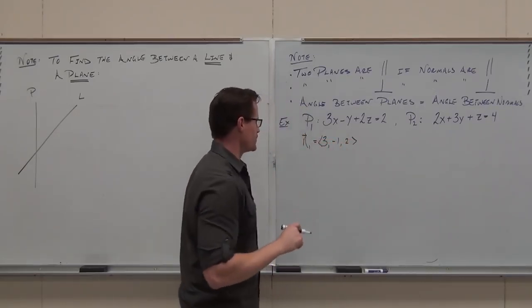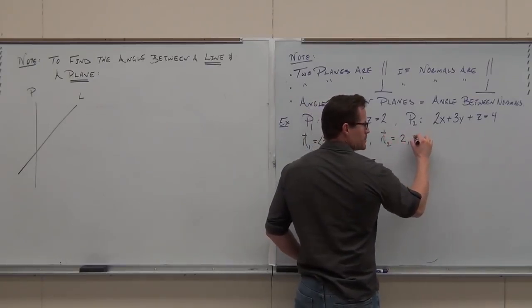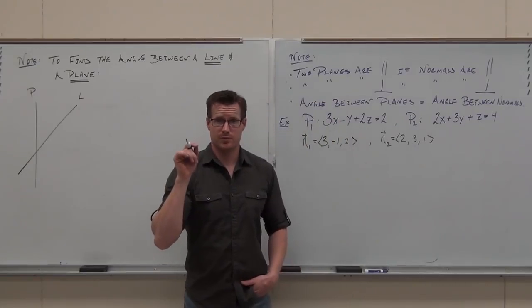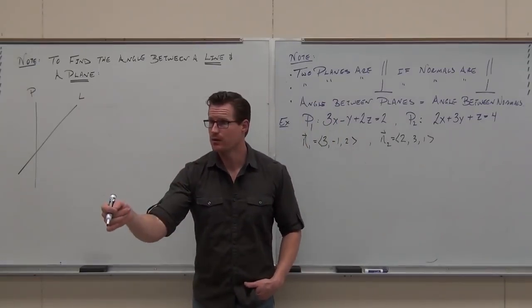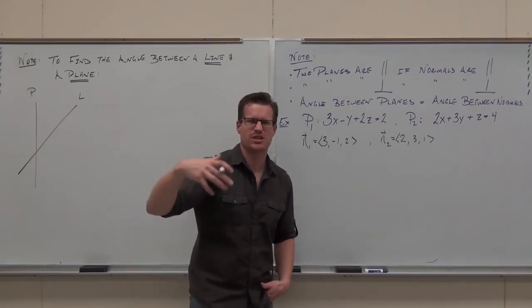And I got 3, -1, 2. Did you get the same thing I got? Yes. I got 2, 3, 1. Did you get the same thing I got? Are those normals parallel? No. Are the planes parallel? No, because the normals are not parallel. So they're not parallel because why? How would you state that?